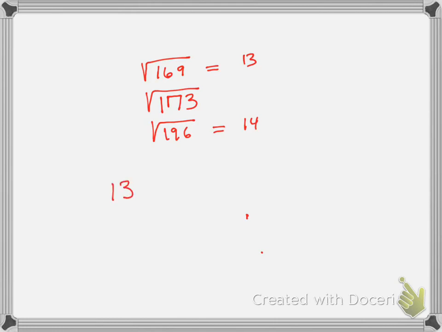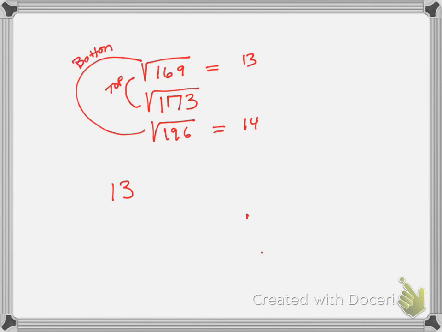The square root of 173 falls between what perfect squares? You don't know your perfect squares. It would be 169, which is 13 squared, and then this would be 14 squared, which is 196. Okay? So we know that the answer has to be 13 point something. And remember, this is the numerator, this is the top, and this is the bottom.